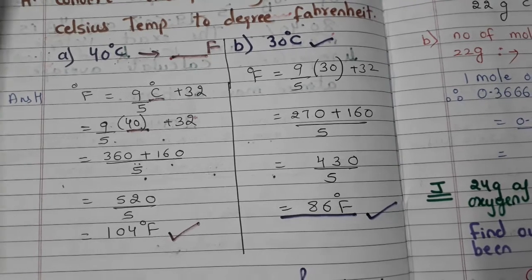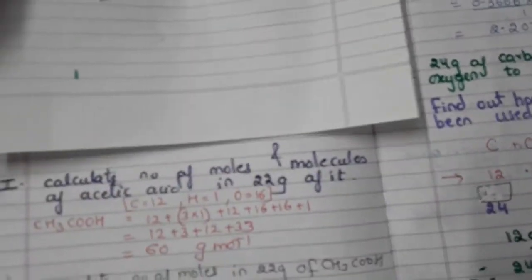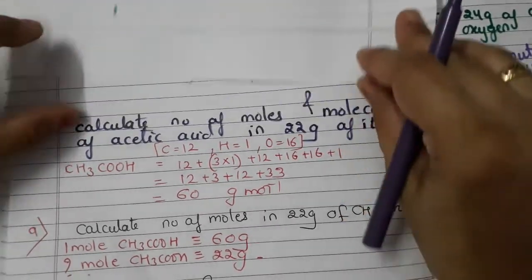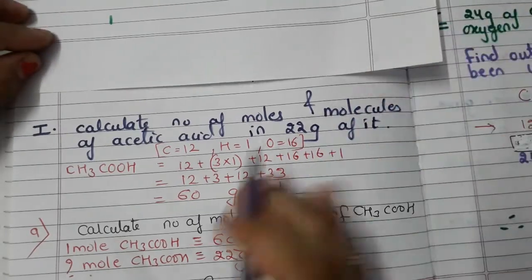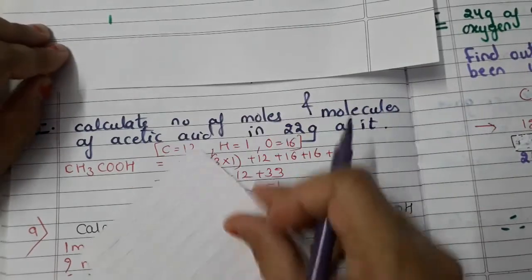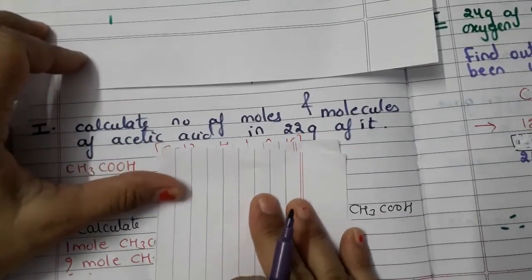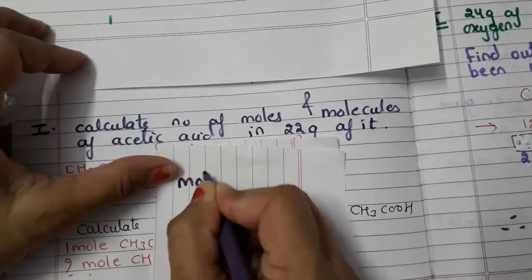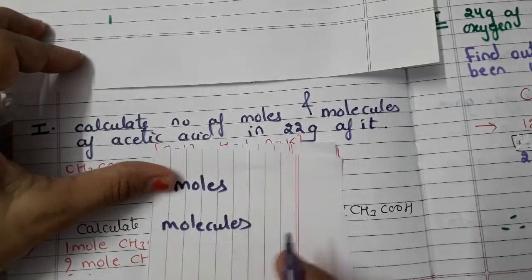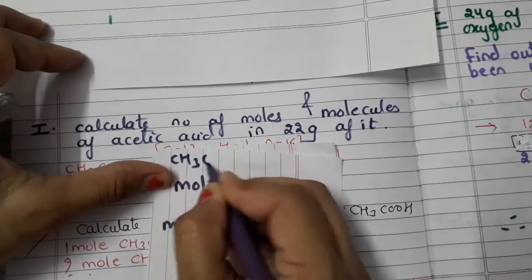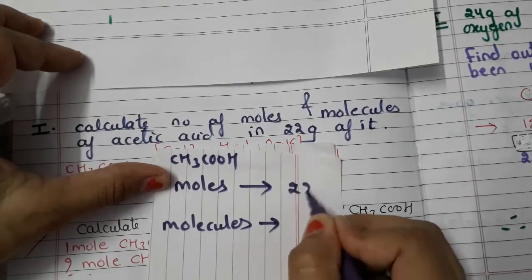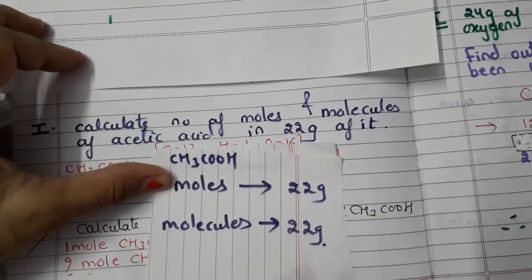Now here we move on to the next numerical, and it is again based on mole concept. It is written: calculate the number of moles and molecules. I keep my leaflet over here and write that they are asking how many moles are present, how many molecules are present. Whose molecules are they asking? Acetic acid. How many moles and molecules are present in 22 gram of acetic acid.